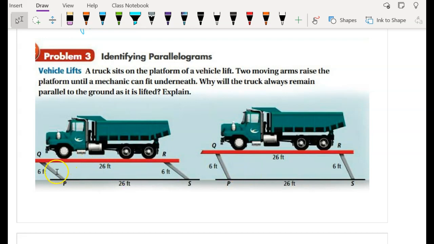Well, this angle P changes. Angle S changes. But does the length of PQ and SR change? No, it remains 6 feet on both. Does the length of PS and QR change? Nope. It's the same on both. So opposite sides are congruent. So I have a parallelogram.